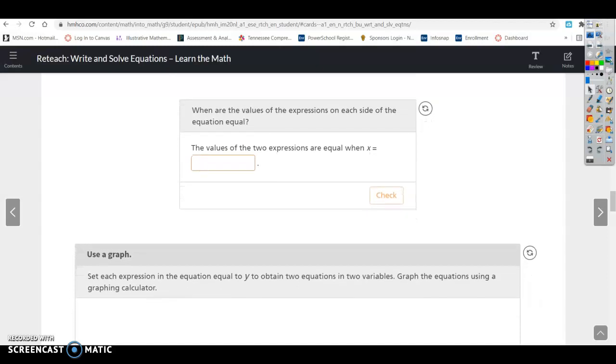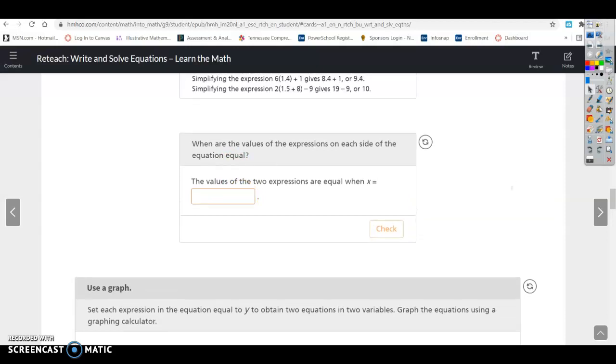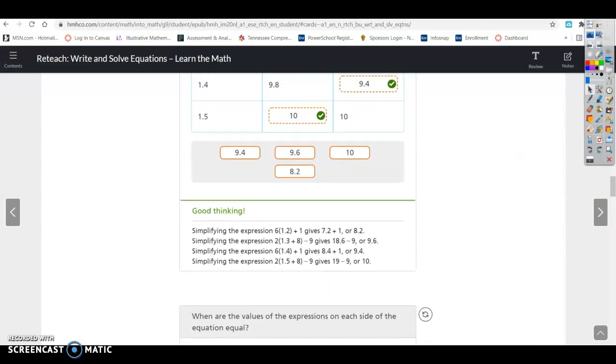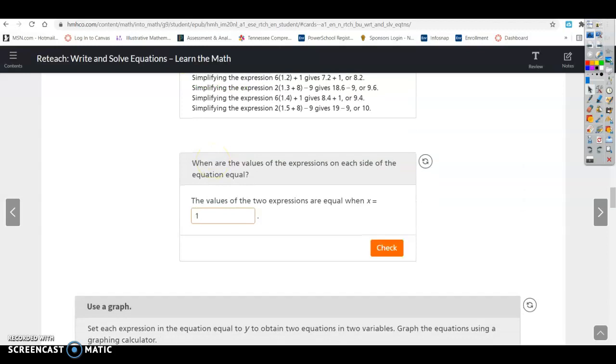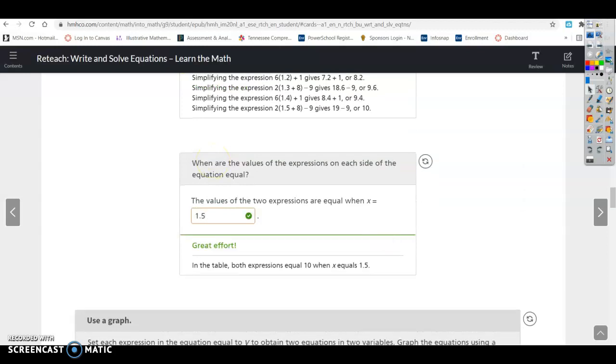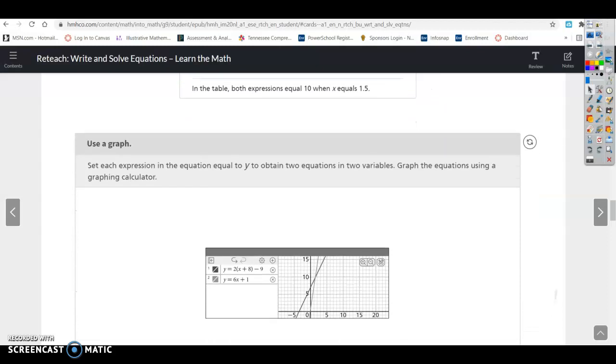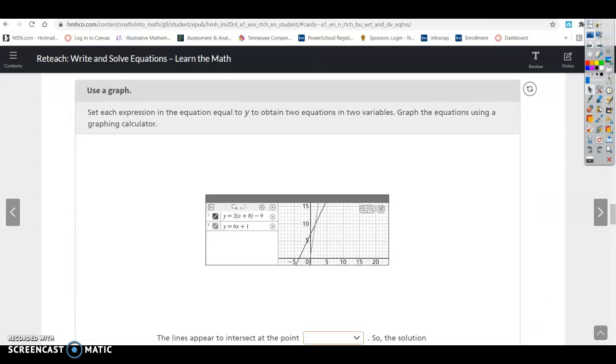All right, it says, so when are the values of the expressions on each side of the equation equal? The expressions are equal when, we already looked at this, x was 1.5. So we're going to type in 1.5 and check it. All right, now it says use the graph. So this is another way to find where the two equations, or expressions in this case, are equal.